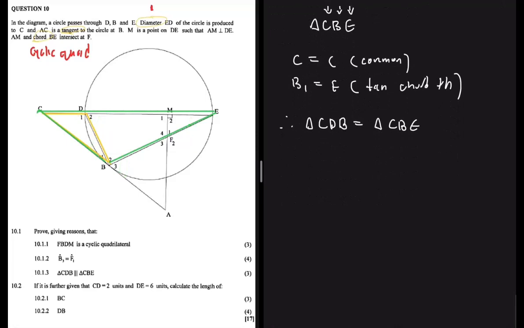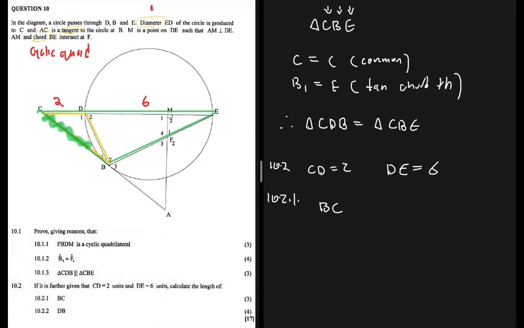So we have 10.2. It says if it is further given that CD is equal to 2, so CD is equal to 2. Let me just write that down. CD is 2, and then DE is 6 units. So DE is 6 units. Calculate the length of 10.2.1. DE is equal to 6, and 10.2.1 says calculate the length of BC. So what is BC?